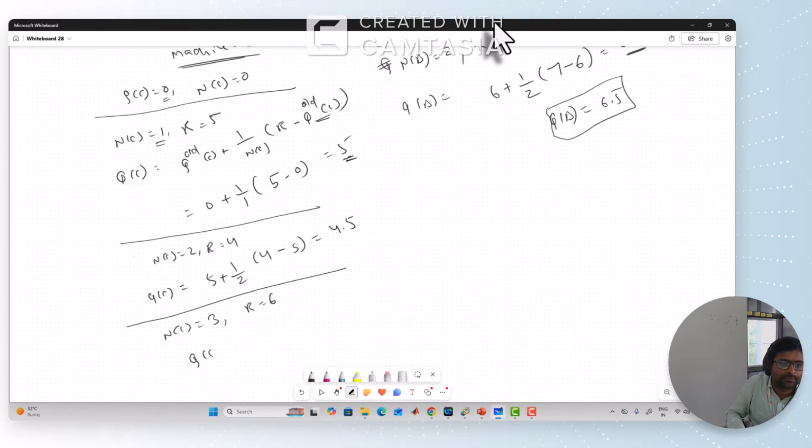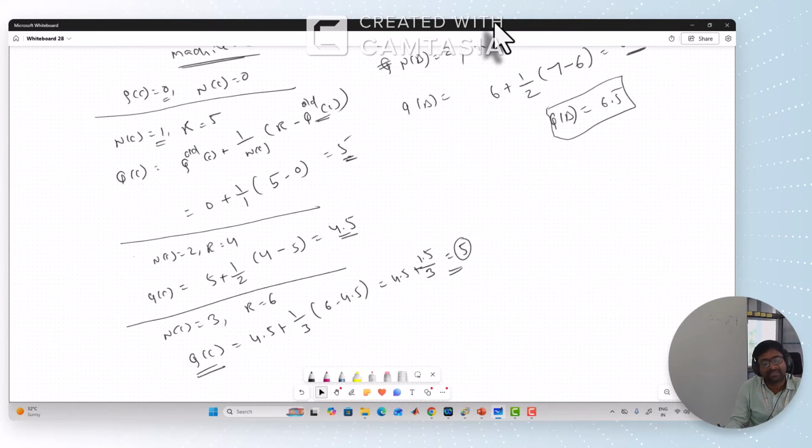Then what about the QC value? Estimated reward by the machine C post third play, that's equal to old return value, that is 4.5. That means previous return value 4.5 plus 1 by 3 into current reward value 6 minus 4.5. So you have 4.5 plus 1.5 divided by 3, that means 0.5, that's equal to 5. So finally Q of c, the estimated reward by the machine C at the end of the third play, equal to 5. Now you have noted down everything.